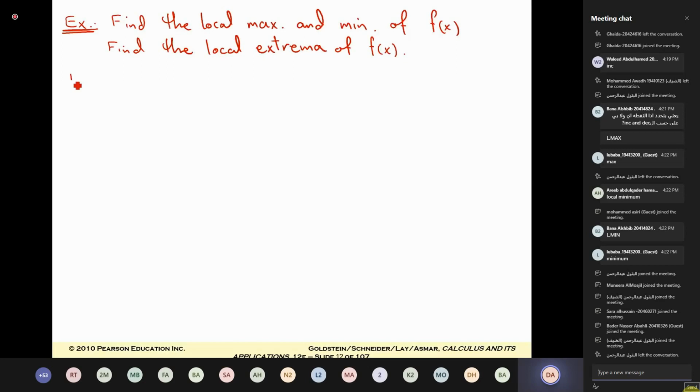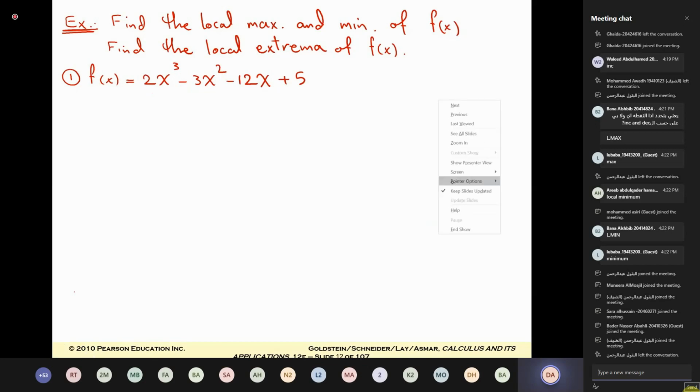Number 1, f of x equal to x to the power 3 minus 3x squared minus 12x plus 5. The solution. Firstly, we need to find the critical point.